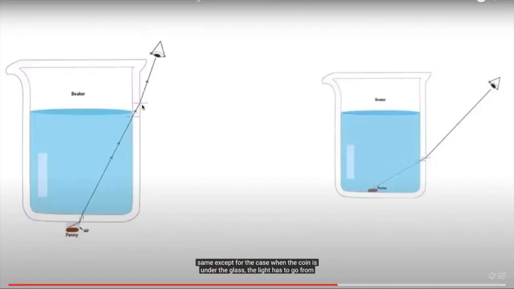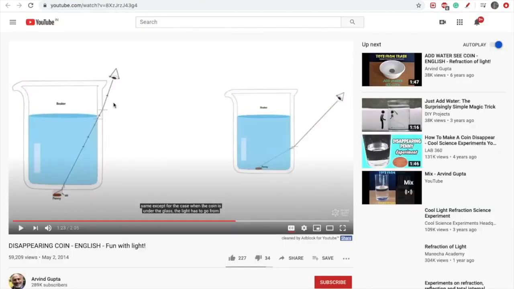See here, the light travels through glass first, which also bends light, then water, then glass again. So there is refraction happening at multiple surfaces here. Because of that, we cannot see the coin. So this is a simple trick to perform to show refraction. Now let us see what refraction is and let us go into the details.